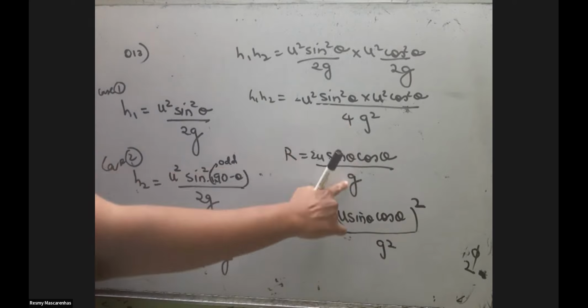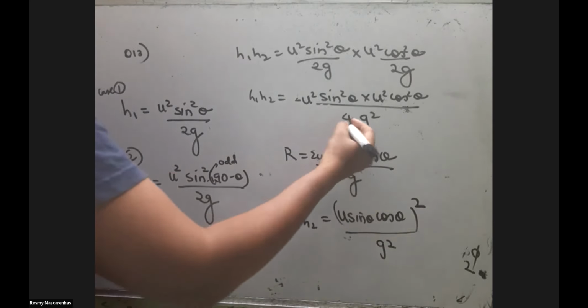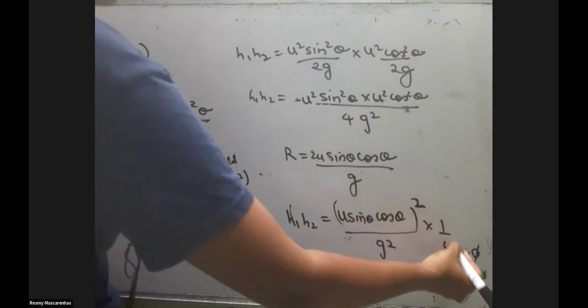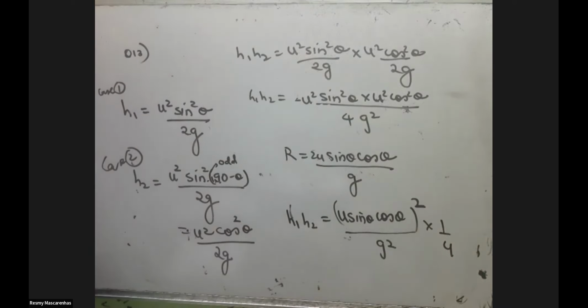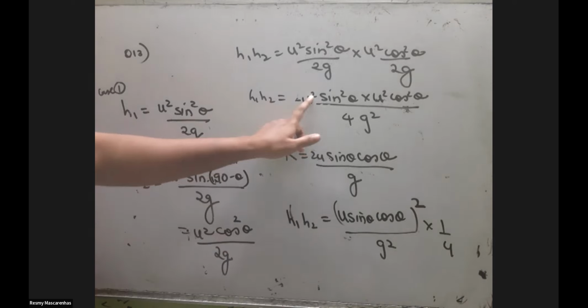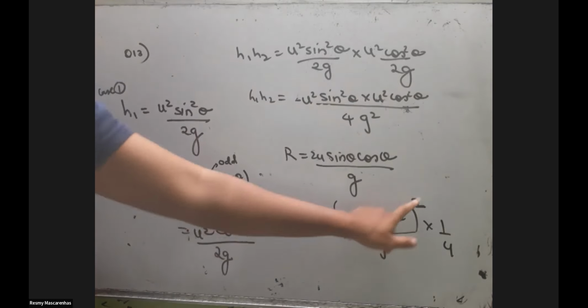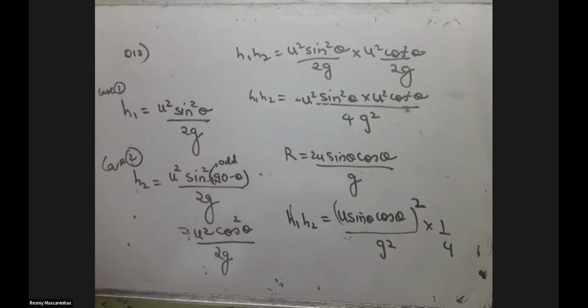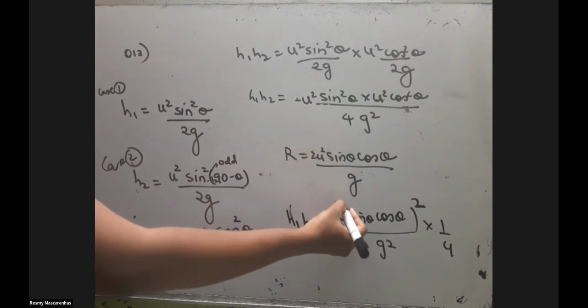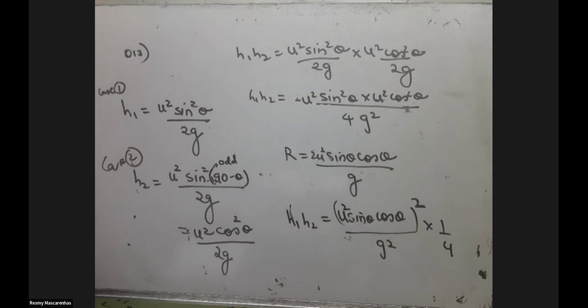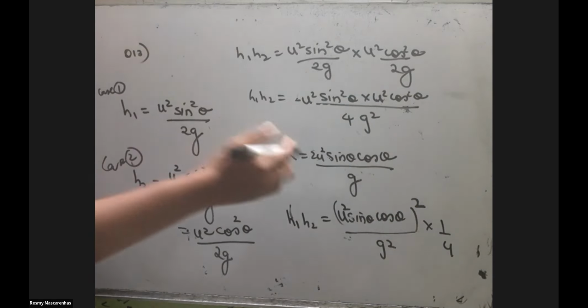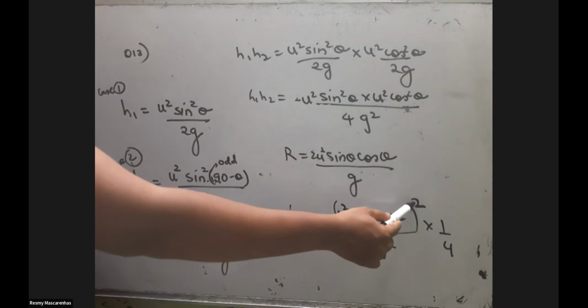Is 4 required in this formula? No. So what we'll do is we'll just take this 4 outside and keep it. Let's just compare. What I did, I took the square out. This is square. Okay, so I removed the square out.